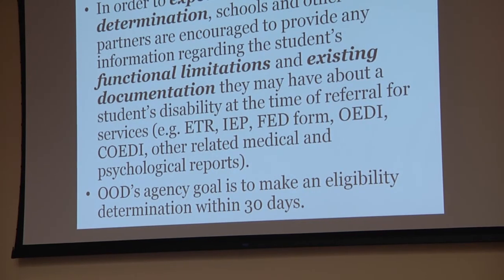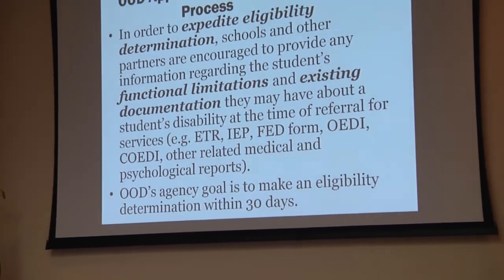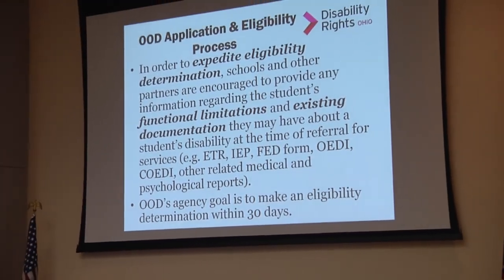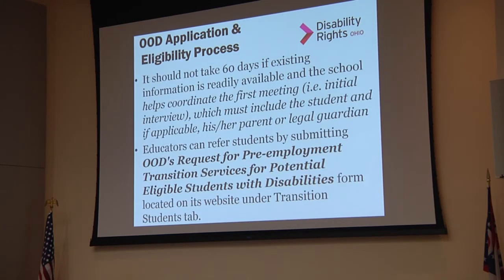So for expedited eligibility, I would have all the paperwork that you need, such as the IEP, medical records, and things like that. It makes the eligibility process go a lot faster. And then it takes 60 days for eligibility.